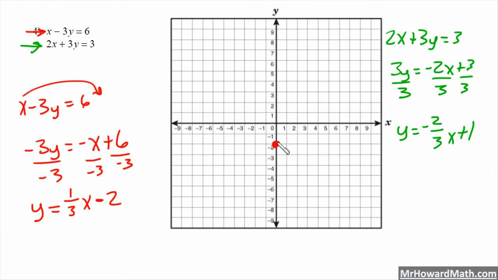Y-intercept -2, slope 1/3, so up 1 over 3, up 1 over 3, up 1 over 3.